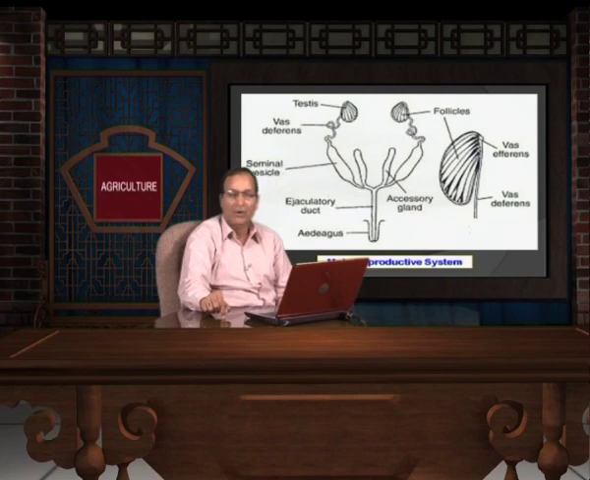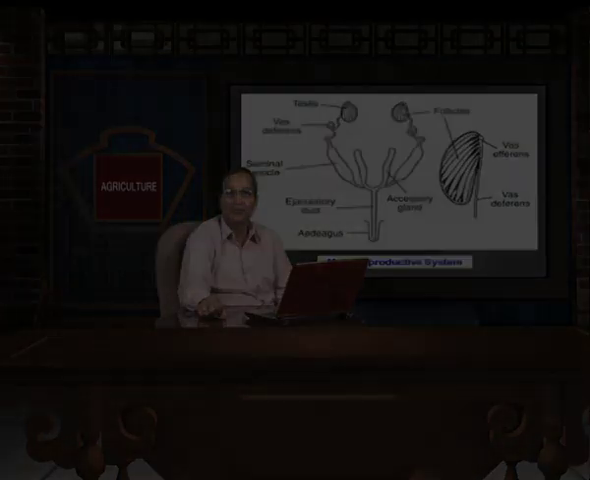So, this male reproductive system is also supported by the accessory glands, and the secretion of the accessory gland is necessary because it gives motility to the sperms. To keep the sperms alive for a longer time, the secretion of the accessory gland is very much necessary.